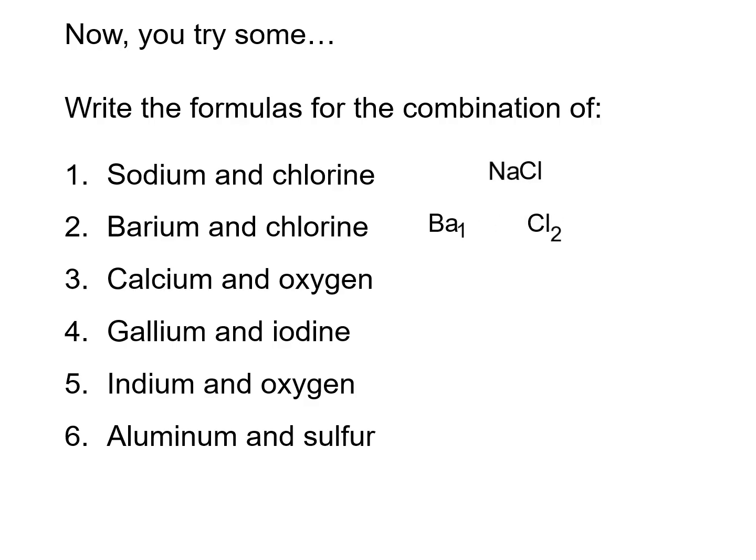Get rid of that 1. So the formula, get rid of the 1. So the formula would be barium, BaCl2. Calcium is also in group 2. Oxygen we saw in the previous slide, that's -2. So we can see that it is already canceling each other out. So it's just going to be CaO.